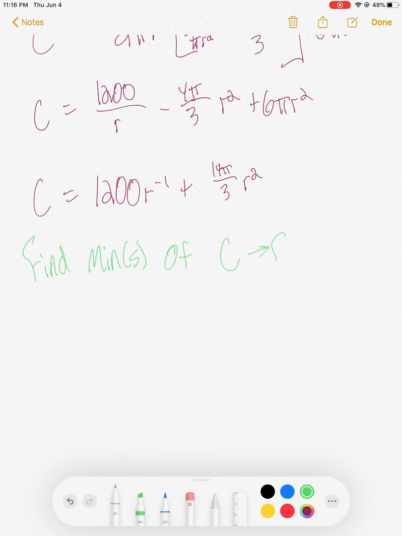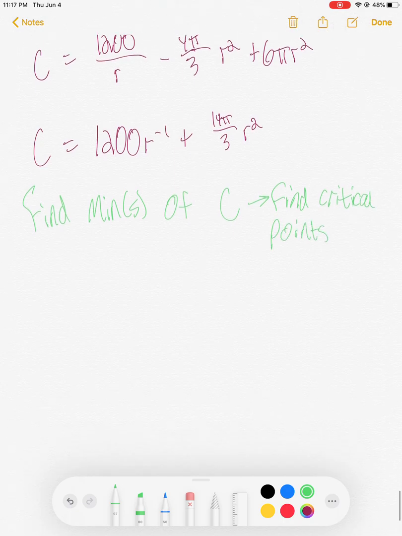Now we want to find the minimum of this function, potentially minima of C, because we want to minimize cost. So we're going to do the same procedure that we've done in this video and the previous one. Find the critical points.